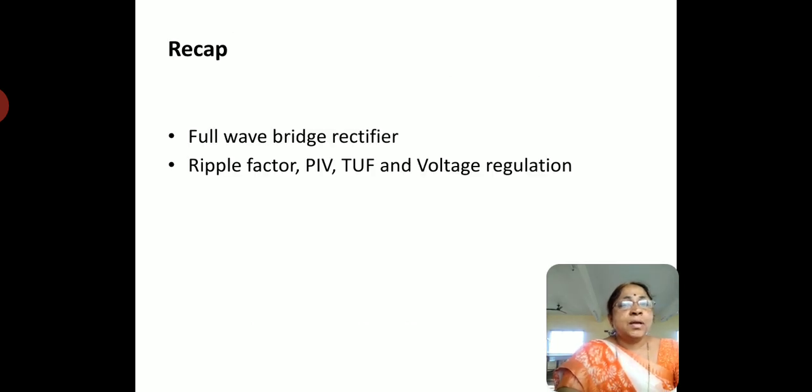So in this session, we have studied the full wave bridge rectifier. There we have studied the ripple factor, peak inverse voltage, voltage regulation, that is the percentage of voltage regulation, and transformer utilization factor.